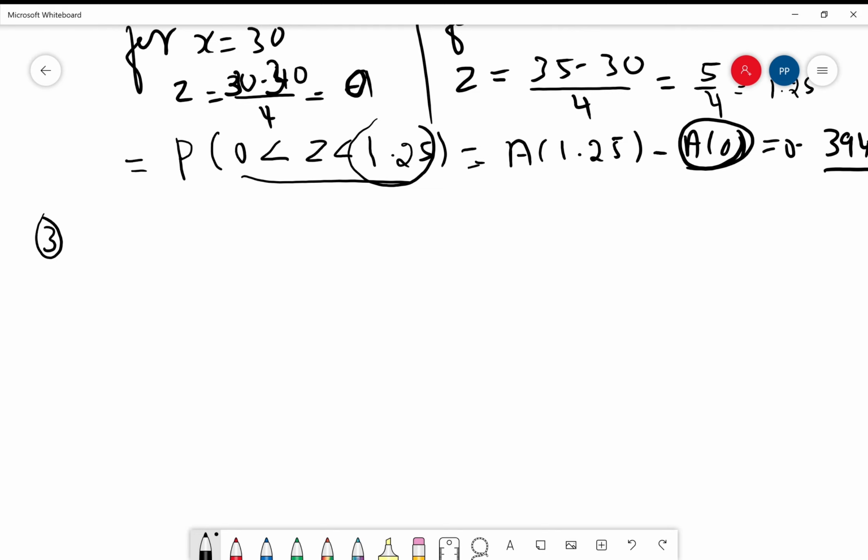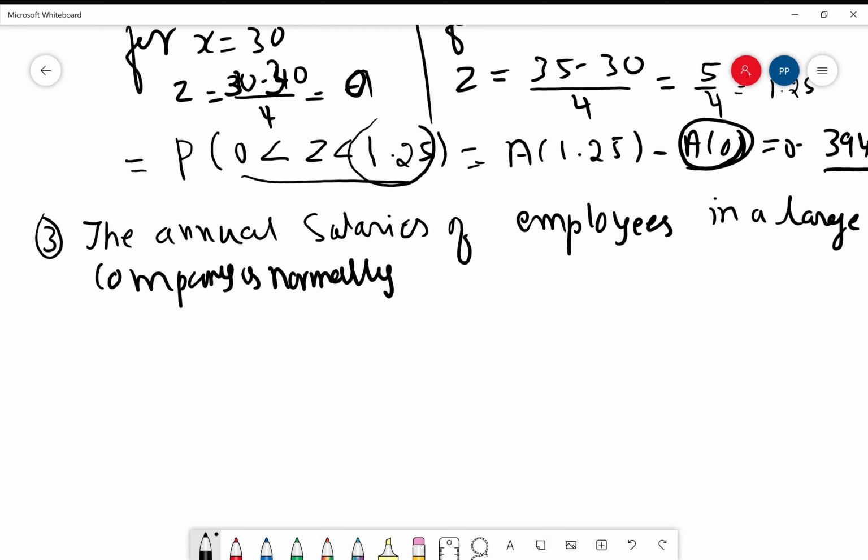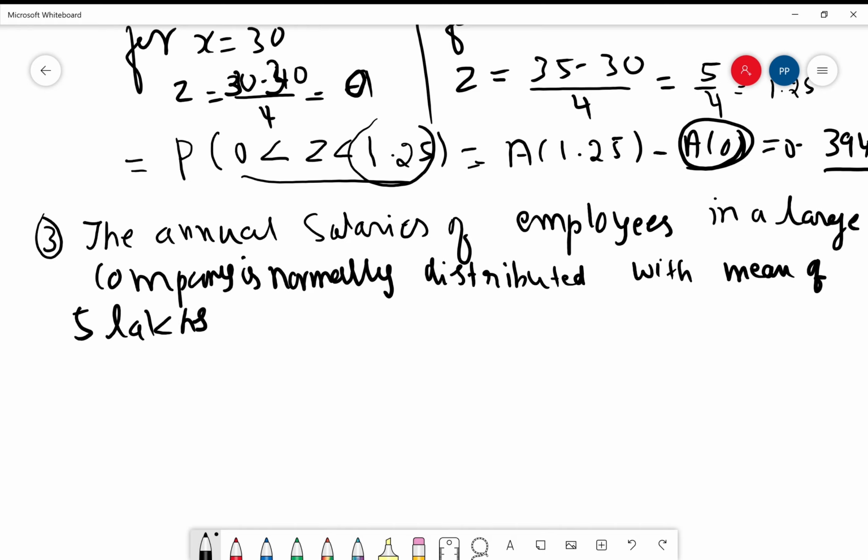Again, an application problem. Here the problem says that the annual salaries of employees in a large company are normally distributed with a mean of 5 lakh rupees and a standard deviation of 2 lakhs.